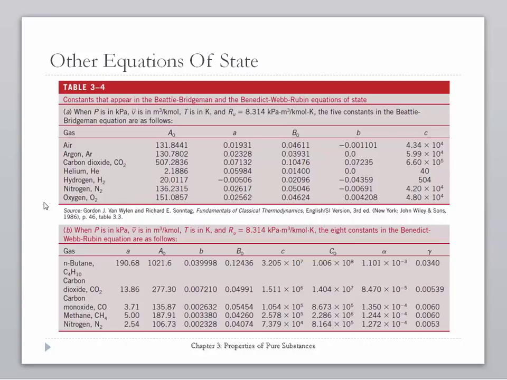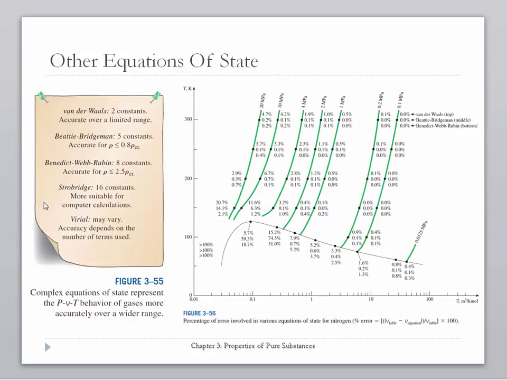There are going to be differences between the equations of state depending on the fluid that you're going to be using. For example, when we use the Van der Waals equation, it has only two constants, and it's very accurate over a limited range of both pressure and temperature. Notice that the Beattie-Bridgeman has 5 different constants, and is very accurate when the density of the particular gas that you're using is less than 0.8 of the critical value of the density. Then we have the Benedict-Webb-Rubin, which has 8 constants, a lot more, but notice that the accuracy is a lot higher than what we had before.